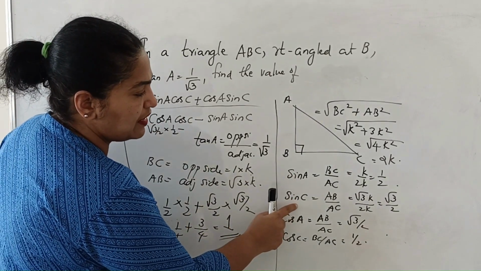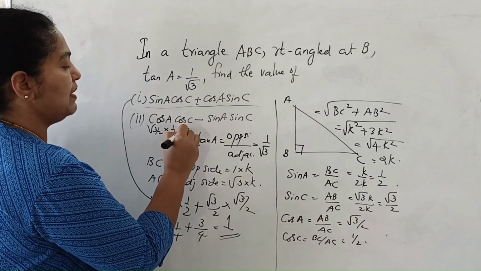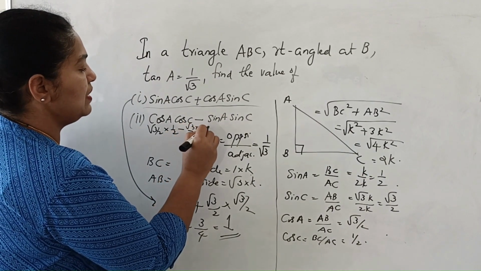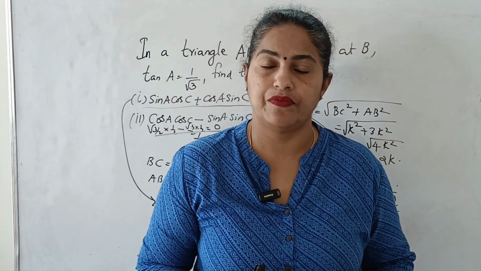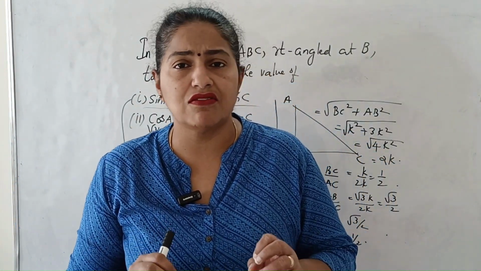Minus what is sin A into sin C? Root 3 by 2 into 1 by 2. So basically I am multiplying the same and then subtracting in order to give me a 0. Okay. This is very basic and extremely simple.